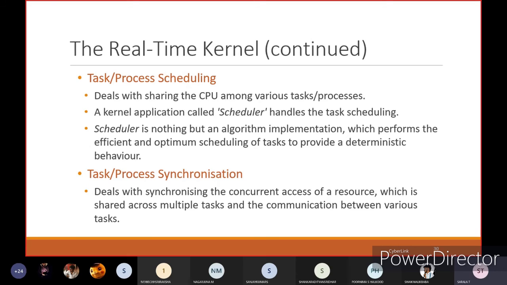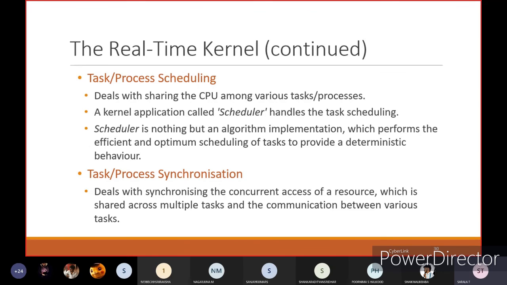In that way you will be arranging one task after another by taking into consideration its priority, its resource allocation, its execution time, and whether it is a hard real time, soft real time, or a background program. All those things you have to consider while doing the scheduling function. The scheduler is nothing but an algorithm implementation which performs the efficient and optimum scheduling of tasks to provide deterministic behavior. To provide that deterministic behavior related to the program or task, you will be going through this task or process scheduling.